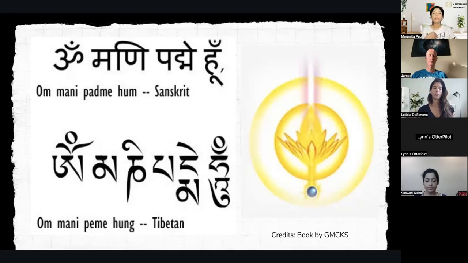Focus on your heart chakra. Now on your crown chakra. If you have difficulty focusing, you can touch your heart, which is in the center of your chest, or touch your crown, which is at the center of your head. Focus on the heart and the crown chakra simultaneously. And repeat after me.